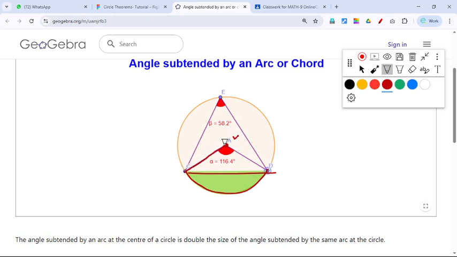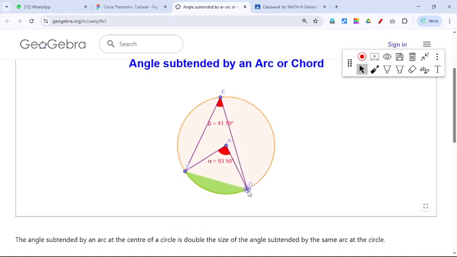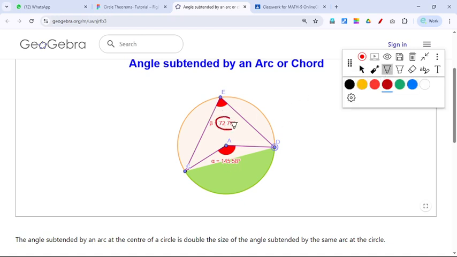The angle made is CAD, is double the angle made at any other point. Any other point is E. So you see this angle at the center is 116.4 degrees, and this is double the other angle. If I change the chord, if I change this point, see, the angle at the center will always be double the angle. For example, over here, it is 145.58, whereas the angle at the other point is 72.79. The center is 2 times, double.